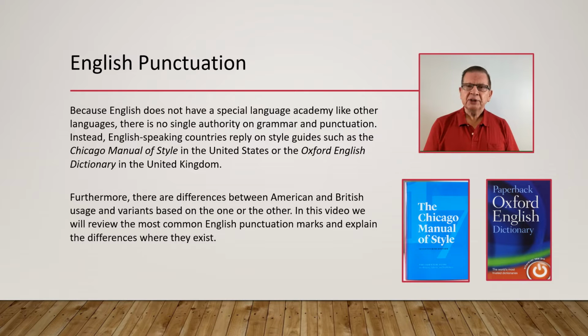Because English does not have a special language academy like other languages, there is no single authority on grammar and punctuation. Instead, English-speaking countries rely on style guides, such as the Chicago Manual of Style in the United States or the Oxford English Dictionary in the United Kingdom. Furthermore, there are differences between American and British usage. In this video, we will review the most common English punctuation marks and explain the differences where they exist.